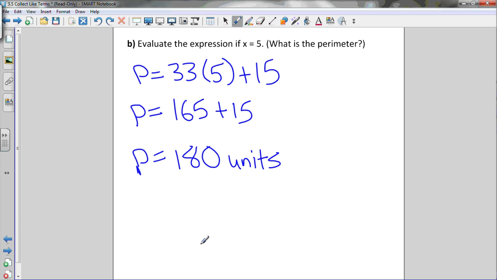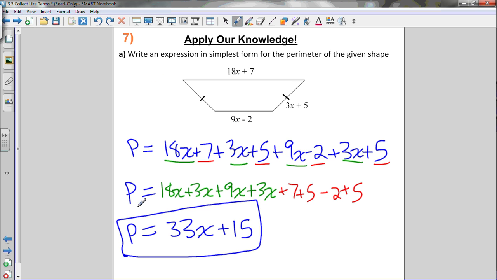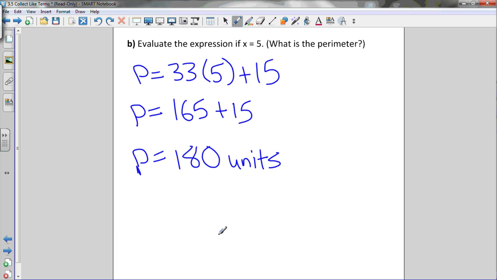Okay, so you'll notice that using this simplified expression, it was relatively easy to find the perimeter. Easier than if I substituted the 5 in for each of those x's and then simplified it. Okay, so the simplified expression was a lot easier to work with.